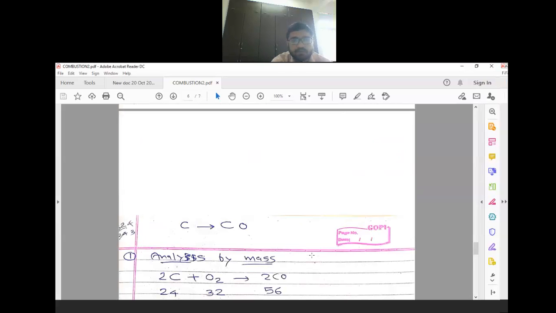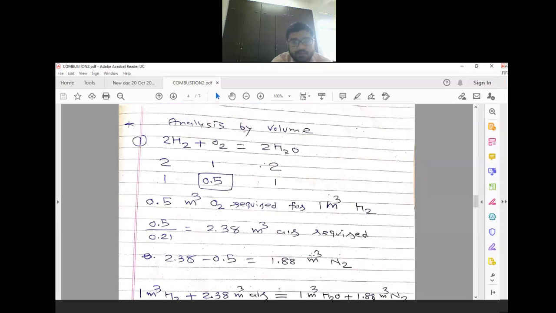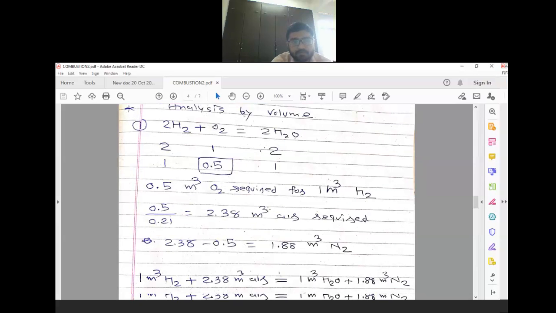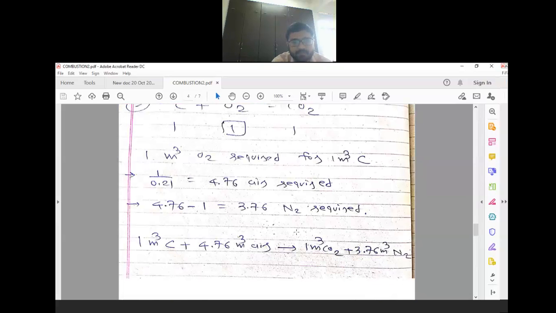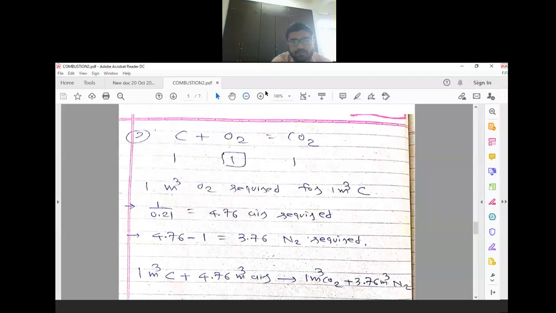Now we will discuss the volumetric analysis. This was about mass analysis. Now in volumetric analysis we will start with this. So here you can see C plus O2 gives CO2. Now here you just have to write that 1. Here we have only one carbon, here oxygen. So for that you have to look at the numbers. Here nothing is written, means it is 1. If nothing is written, it is 1.